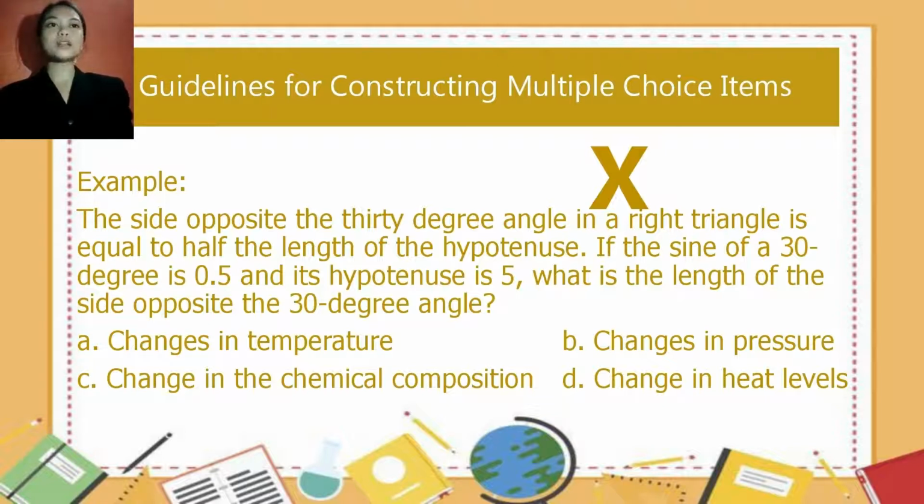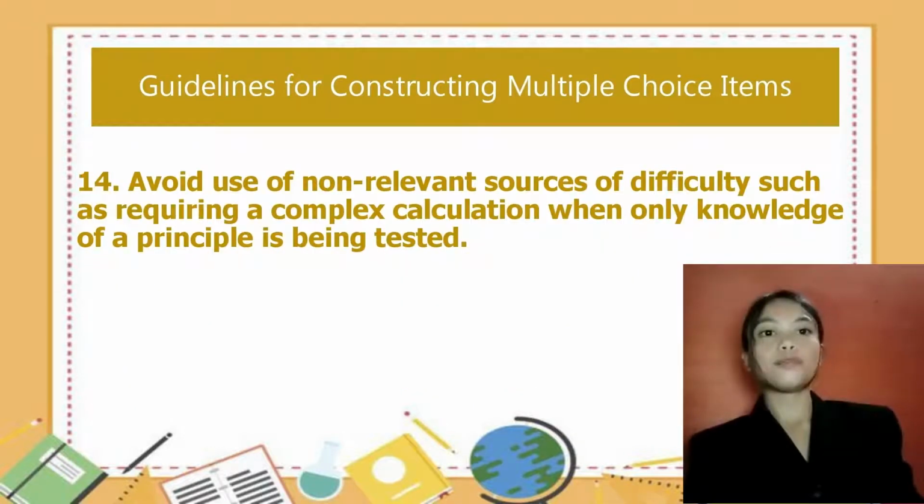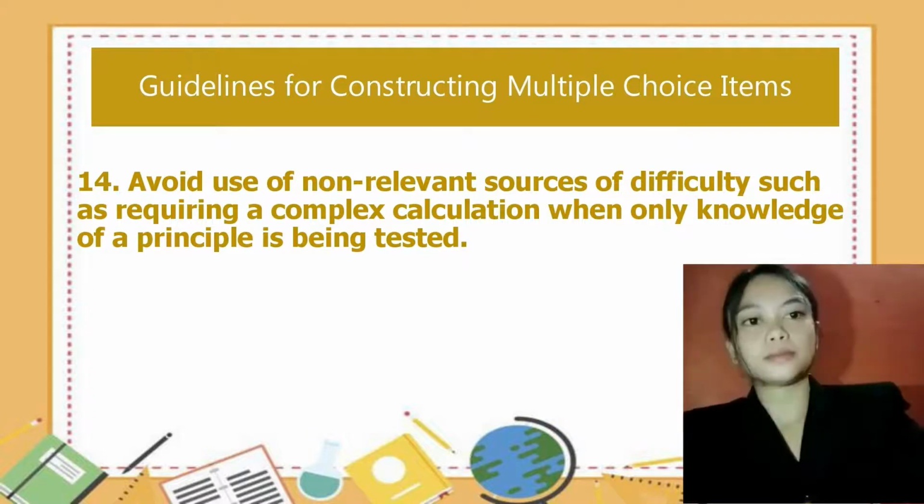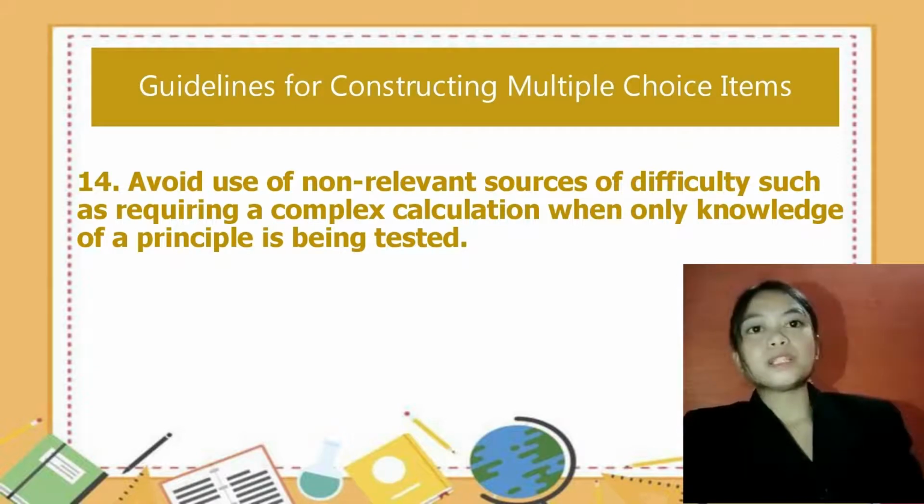The 30-degree angle, this is a case of a teacher who wants to make sure that no student in his class gets the wrong answer. Number 14. Avoid use of non-relevant sources of difficulty such as requiring a complex calculation when only knowledge of a principle is being tested. In the previous example, knowledge of the sine of the 30-degree angle would have led some students to use the sine formula for calculation. Even a simpler approach would have sufficed.